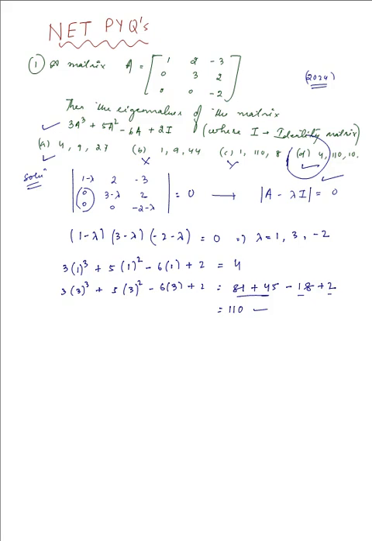You can check for yourself by putting the value. What value? Well, you'll be putting the value minus 2 over there, and you can check for yourselves whether it is coming out to be correct or not. So this is the first bit.